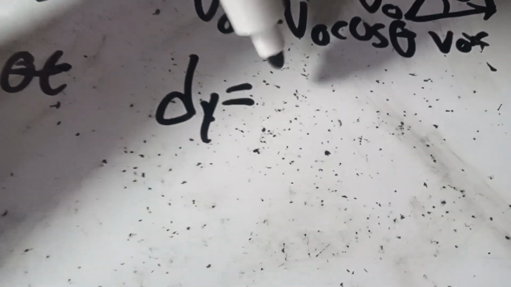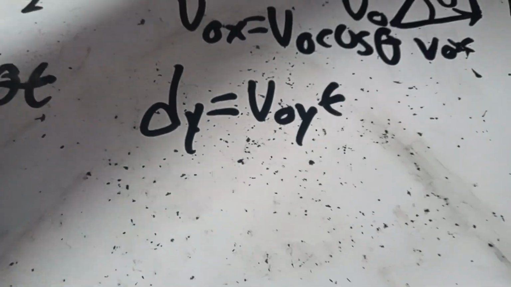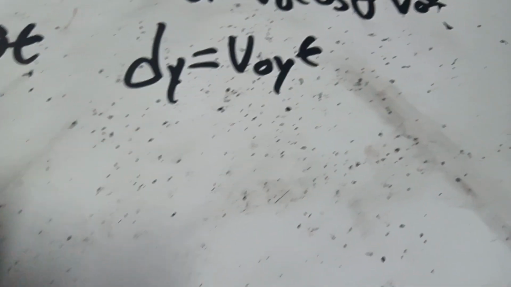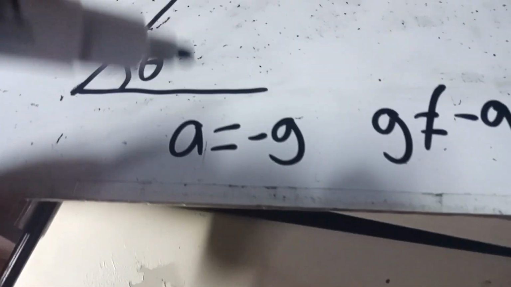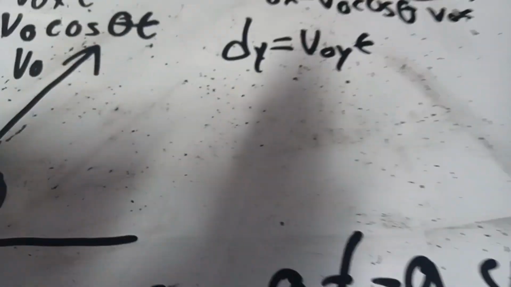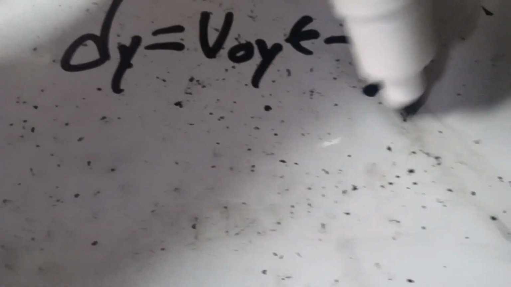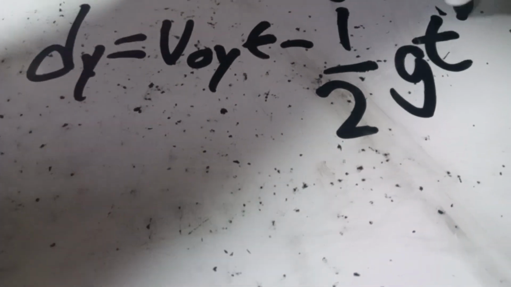Now, the second formula, in terms of y: v initial y times time. Now, a in this case is negative g. Okay? g is never negative 9.8. That's wrong. But acceleration will be the one changing the sign of g. So substituting back a is equal to negative g, it will be minus 1/2 g t squared.